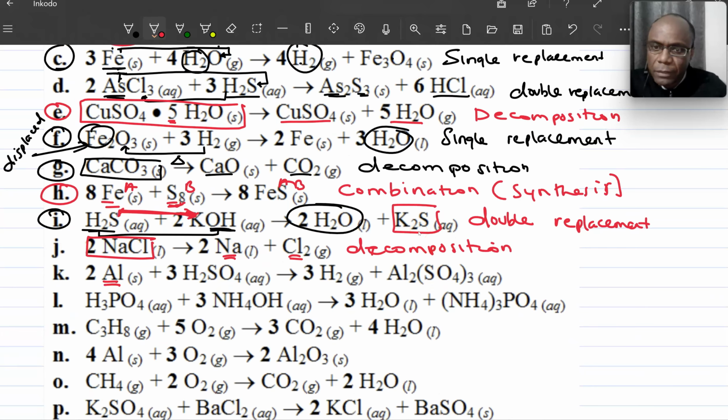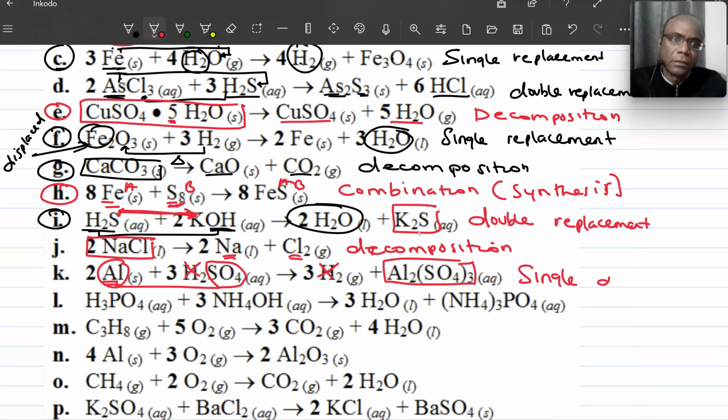Here I have aluminum combining with the sulfate. The aluminum is combining with the sulfate to give me aluminum sulfate. Hydrogen gas is displaced by itself. So it's single displacement, or rather single replacement. Only one element was kicked out.